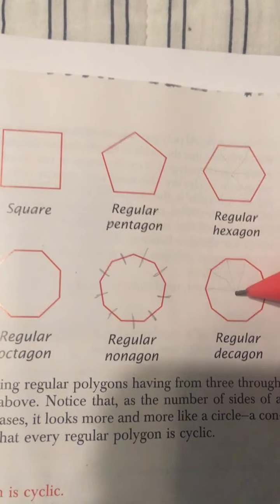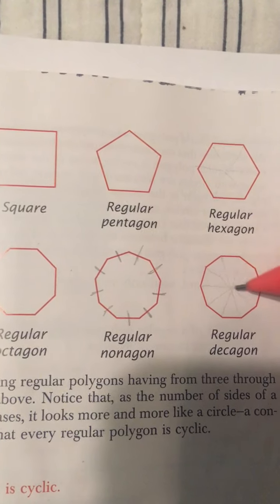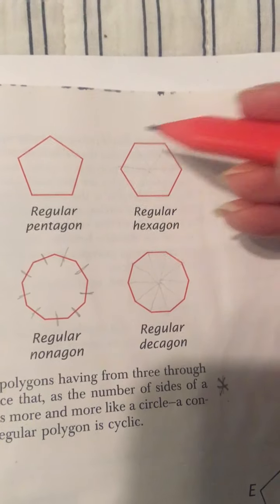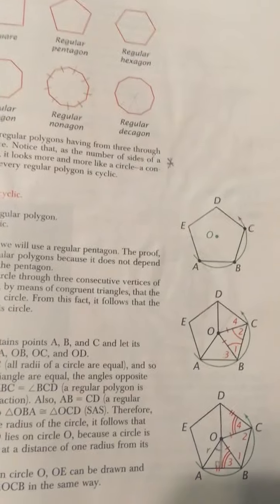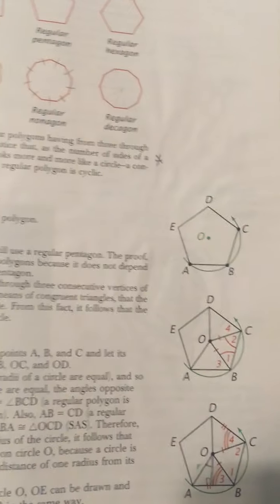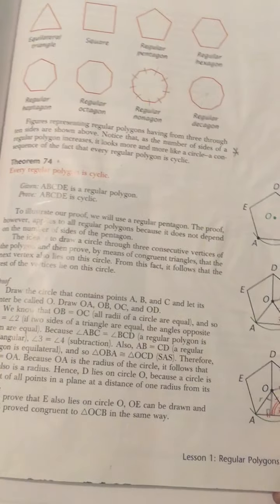So you can see how you could go from the center to the vertices and draw lines, and you're going to get triangles, okay? All of your regular polygons are going to be able to be divided up into triangles, okay? And then we can use the relationships in those triangles to prove that every regular polygon is indeed cyclic, okay?